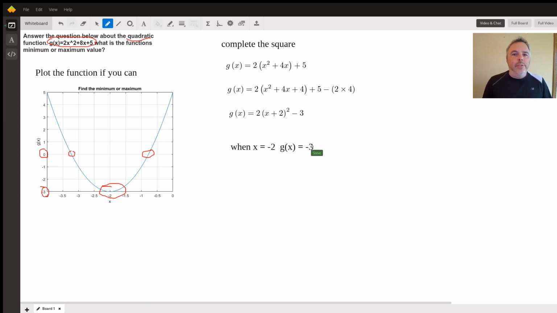g of x is a minimum, and the minimum value is -3. So what we saw from graphing was it's probably -3. We can now actually prove that using completing the square. And for a little bit of extra, we now know where that minimum occurs on the x-axis, right? It occurs here, which is at -2. So the point at the minimum would be -2, -3.